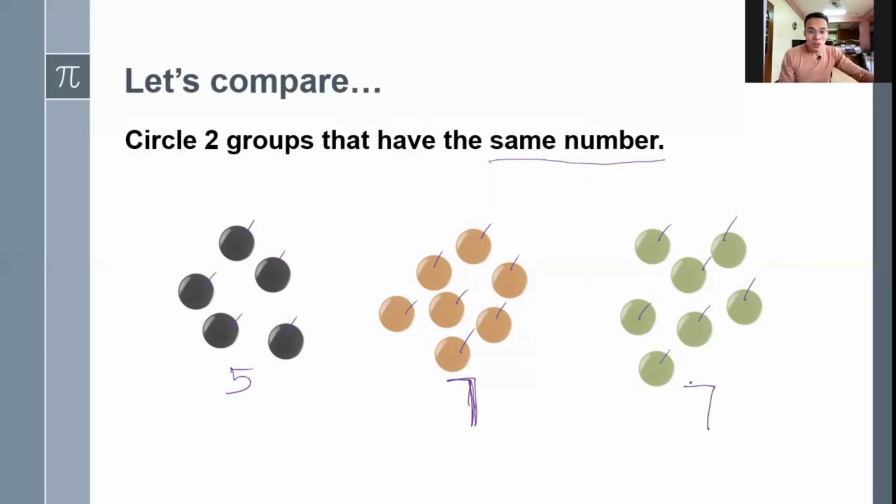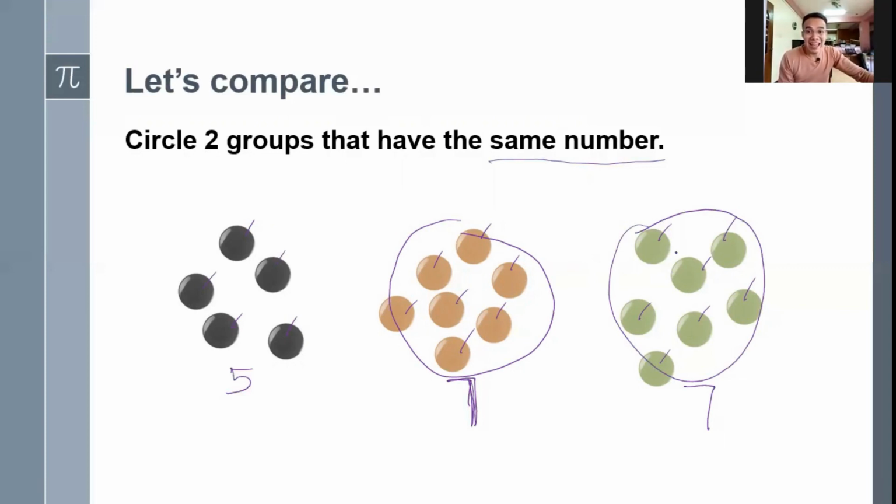Now, we're going to look at the numbers. We have here 5, 7, and 7. This is 7. The other one is also 7. There are 7 counters here. There are also 7 counters here. It means that these two groups have the same number. So we're going to circle this and this one because that's what the instruction is telling us to do.